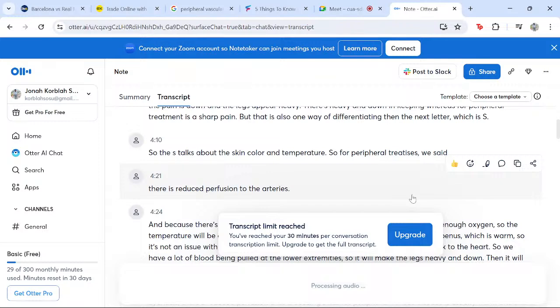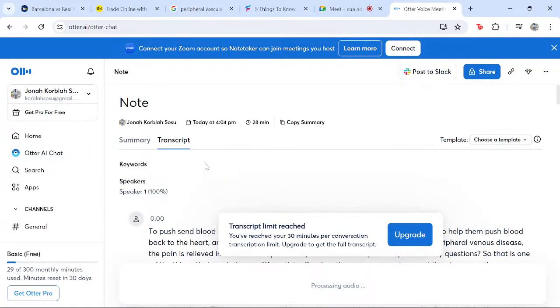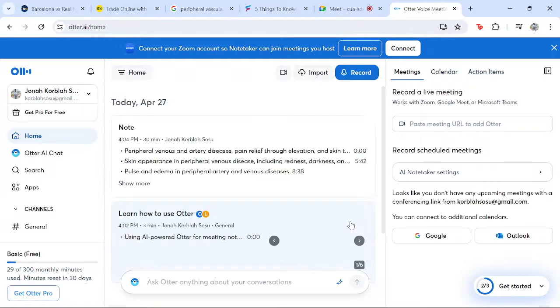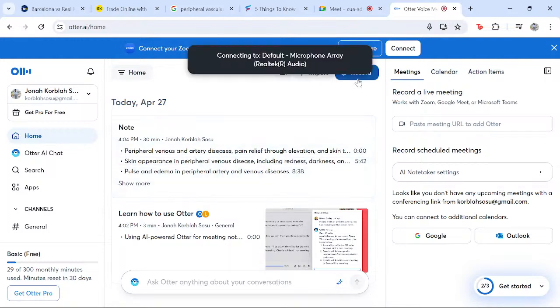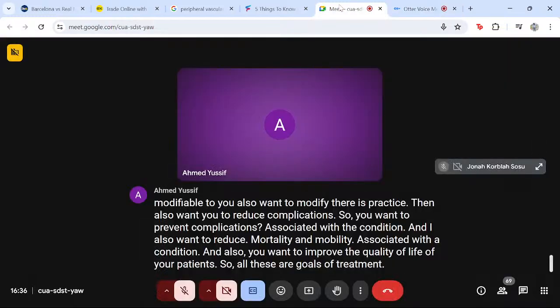Your goals of management: you want to relieve the pain. You also want to manage the underlying cause, so if it's vasospasms, you manage that, and if it's atherosclerosis, you manage that. You also want to modify the modifiable risk factors. Then you want to prevent complications associated with the condition, and as usual, reduce mortality and morbidity and improve the quality of life of the patients. All these are goals of treatment that you should consider.